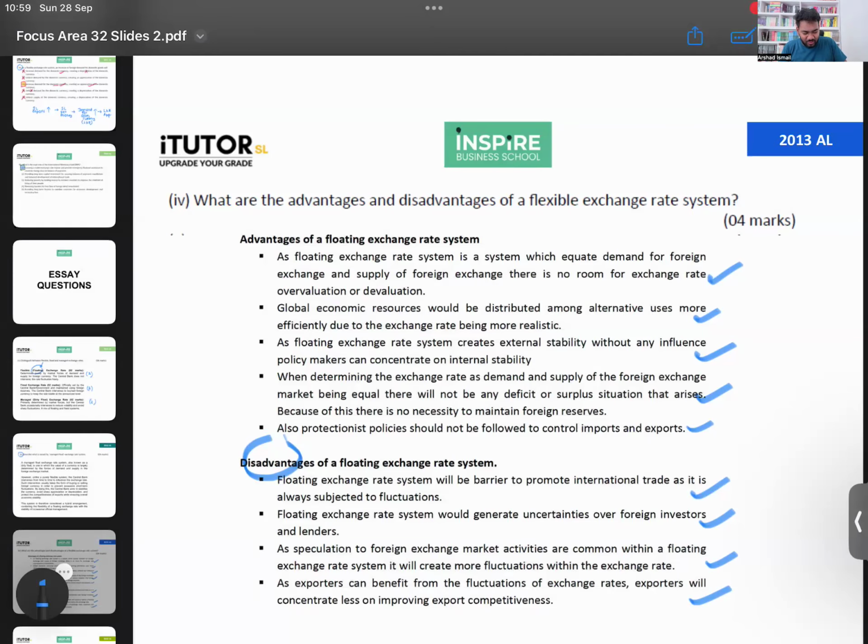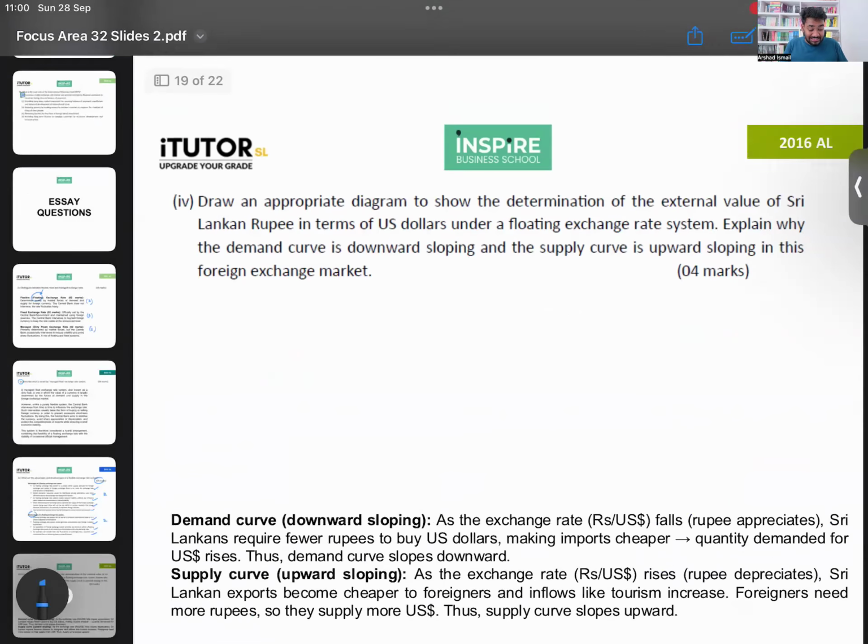So here, ideally 2 advantages, 2 disadvantages. It's a 4-mark question. 2 is enough. I don't think they would have expected 4 and 4. 8 points are too much. So any 2 advantages, any 2 disadvantages, but don't give very small 2-3 word points. Give complete points that make sense. Okay. Then going to the next one, 2016.